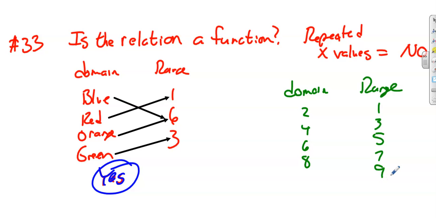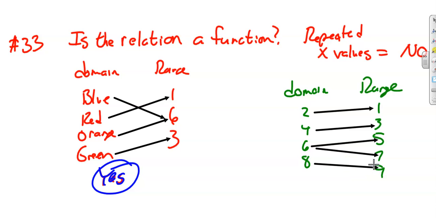We'll give you some numbers here. Let's say it's 2, 4, 6, 8 for the domain and 1, 3, 5, 7, 9 for the range. Okay, 6 goes with a 5. 6 also goes with a 7. So because of that one number here, that was going to be enough.